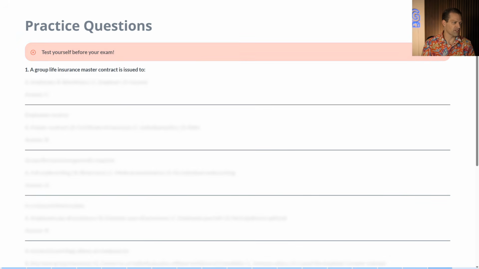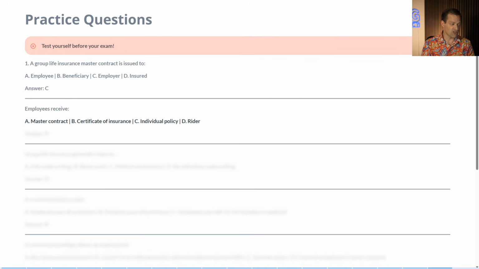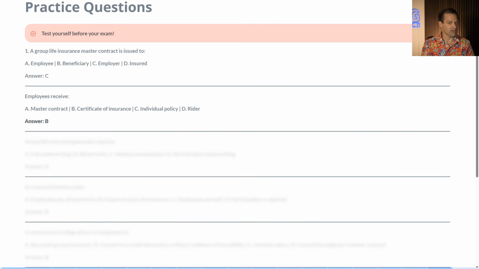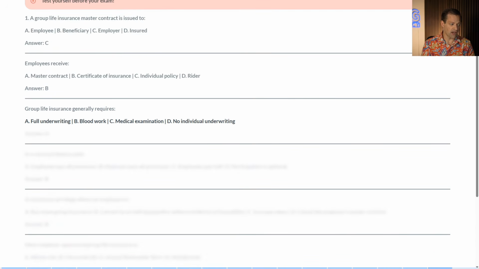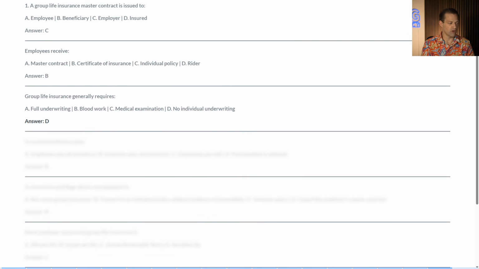So some practice questions real quick. A group life insurance master contract is issued to who? Employee, beneficiary, employer, or insured. That's the employer. The employees receive a master contract, certificate of insurance, individual policy, or rider. The answer is B, a certificate of insurance with the group policies. Group life insurance generally requires full underwriting, blood work, medical exam, or no individual underwriting. The answer is D, no individual underwriting.